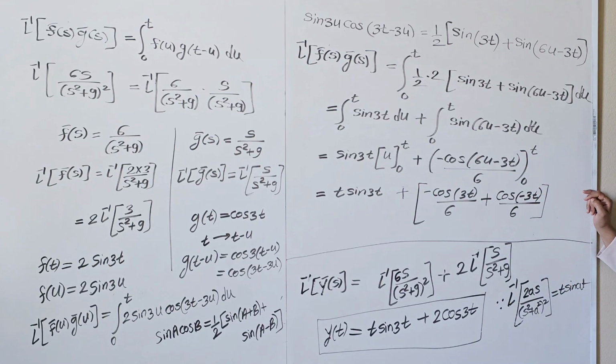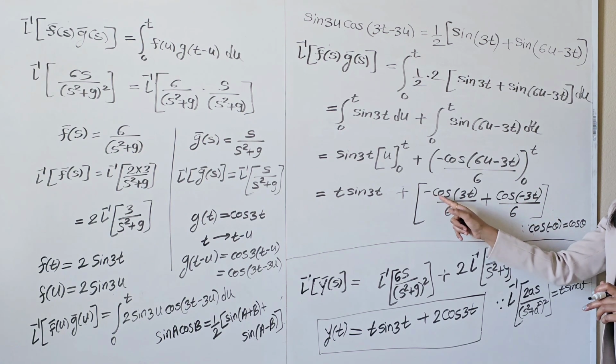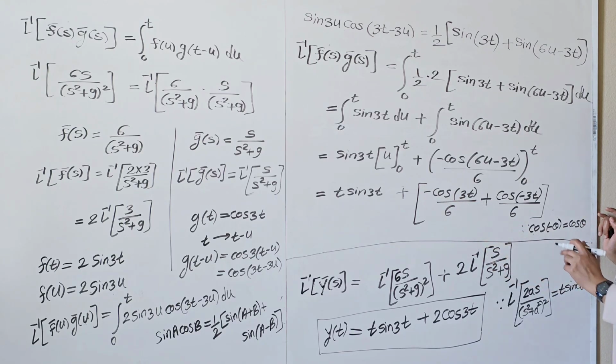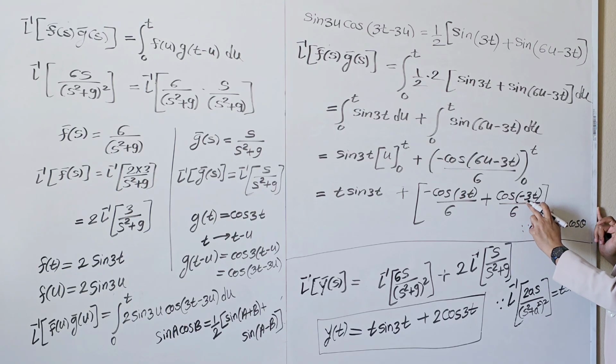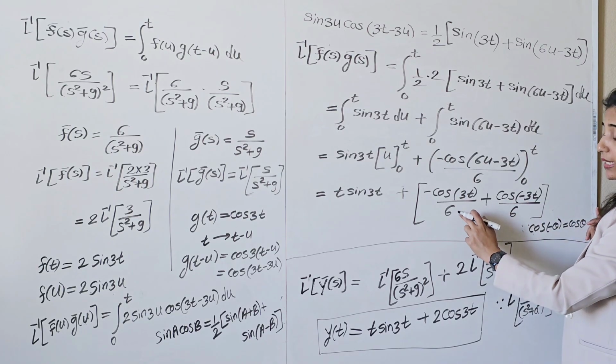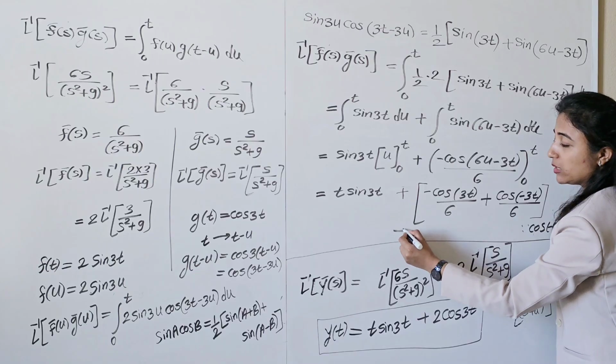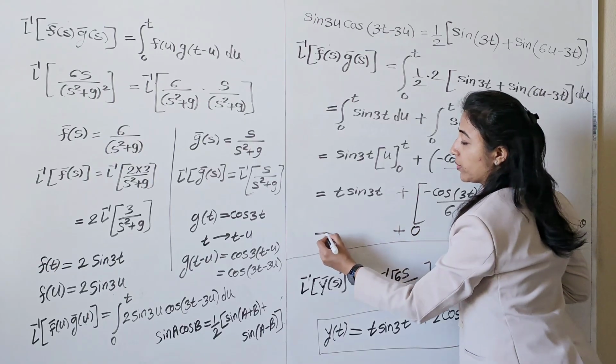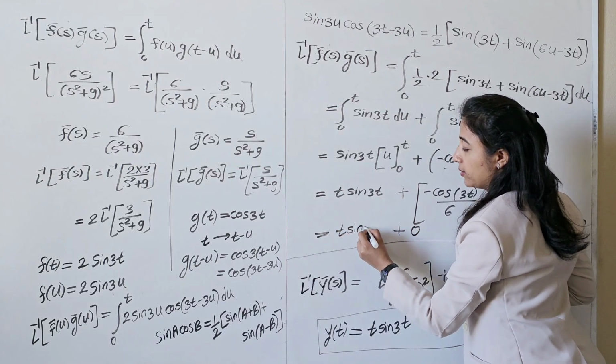And cos is an even function. So if the angle is negative, it remains the same. That means cos of minus theta equals cos theta. Under this condition, it is nothing but cos 3t. So cos 3t divided by 6 and minus cos 3t divided by 6 becomes 0. That means this bracket is 0, and what remains is t sin 3t.